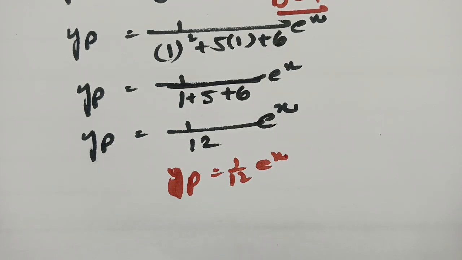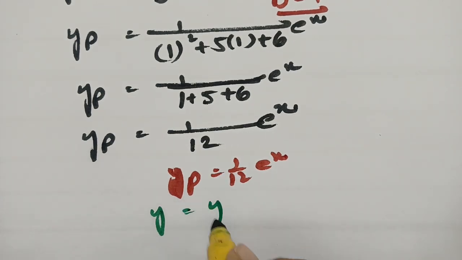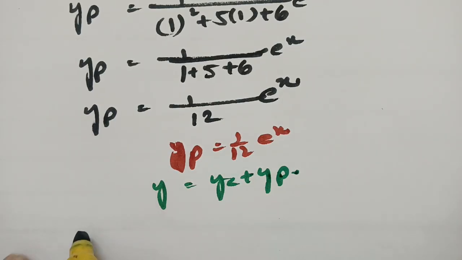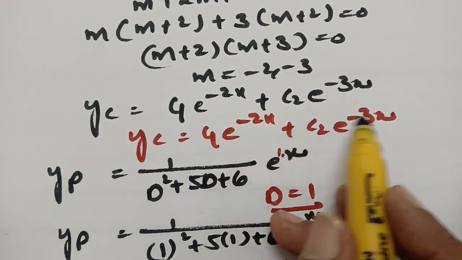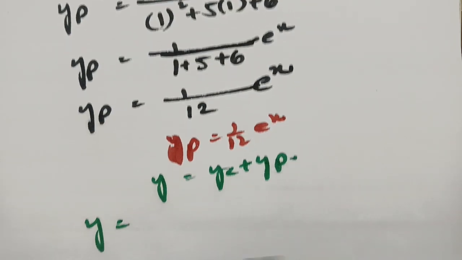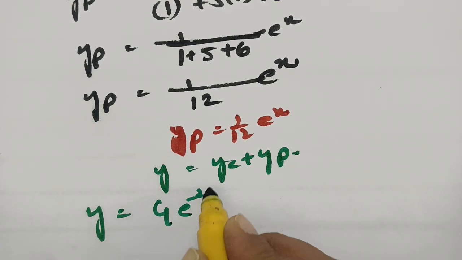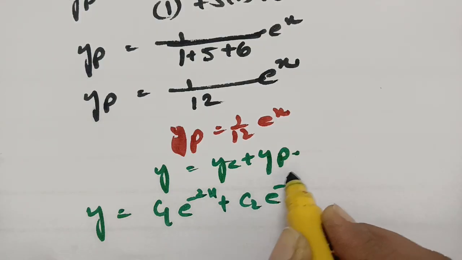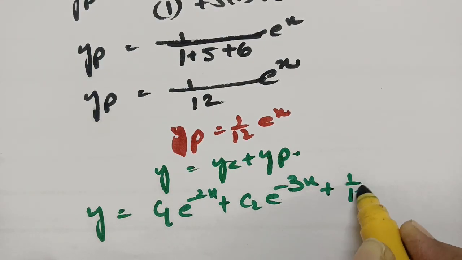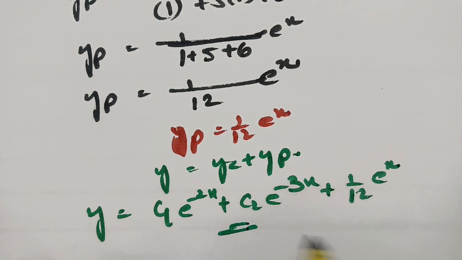Therefore the general solution here y is equal to yc plus yp. So what is our yc here? Yc value is c1 e power minus 2x plus c2 e power minus 3x plus 1 by 12 times of e power x. And this is our general solution here.